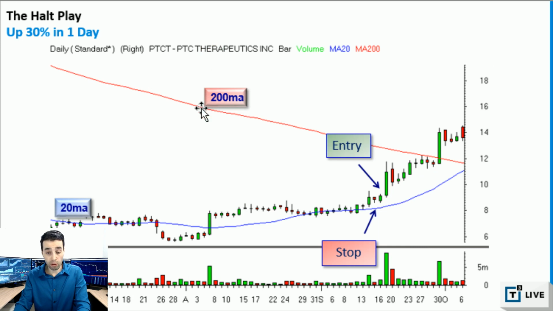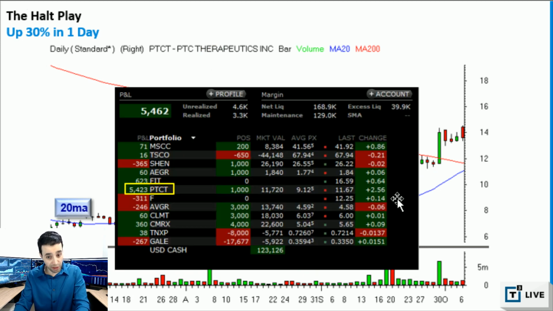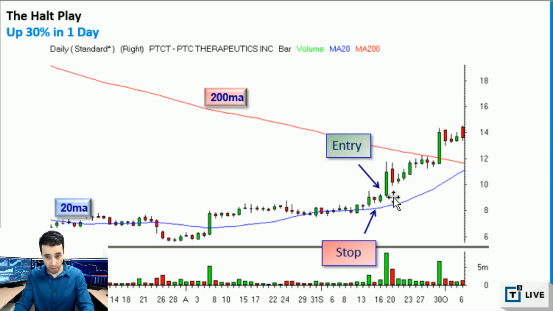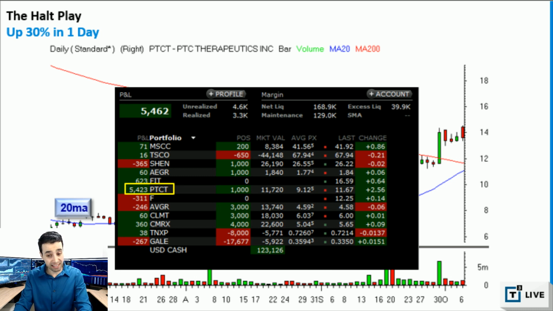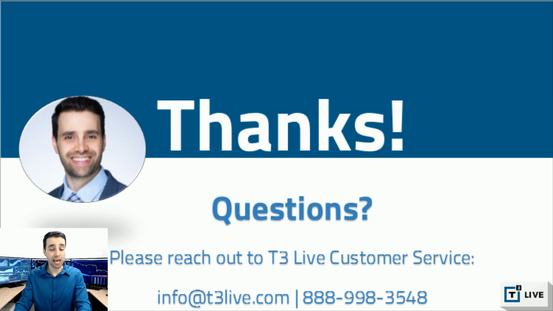Here's another example. PTCT broke out in 1 day, 30%. In this case, luckily, I was playing it as a long-term play. I took half, made $5,400 on day one, but the stock went up to $53, exactly $53, from about $9.20. That's the kind of play the halt is. It's an amazing, amazing play.